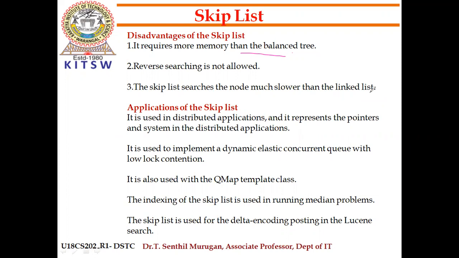It is used to implement a dynamic elastic concurrent queue with low lock contention. It is also used with the QMap template classes. The indexing of the skip list is used to solve running median problems easily. The skip list is used for the delta encoding position in the Lucene search. So these are the applications of skip list.